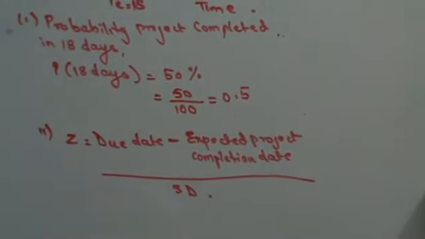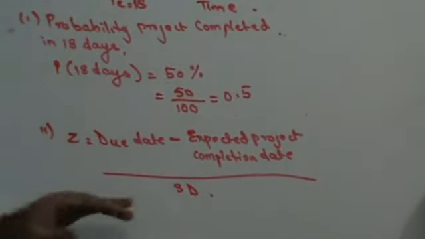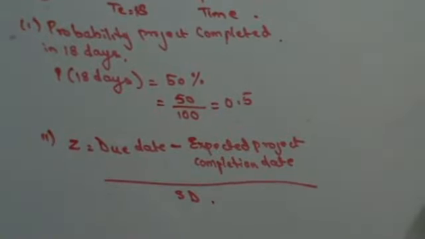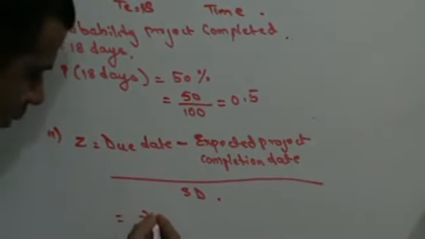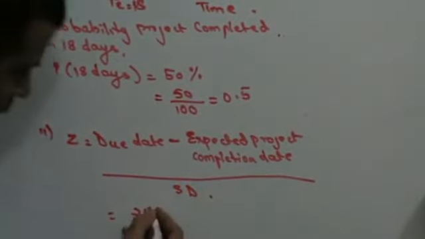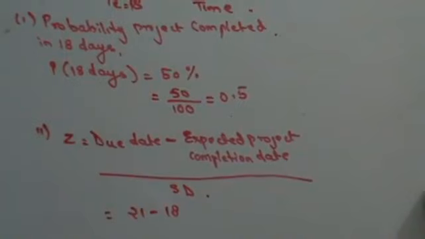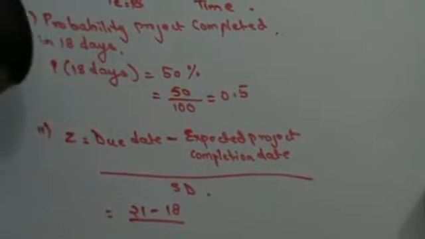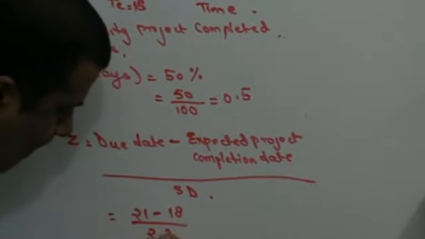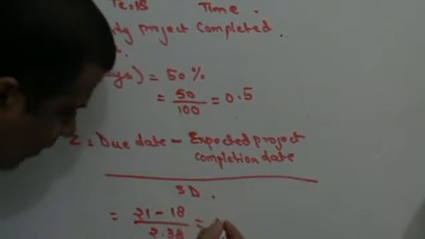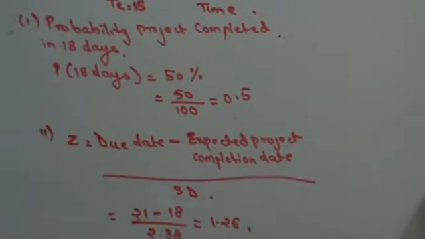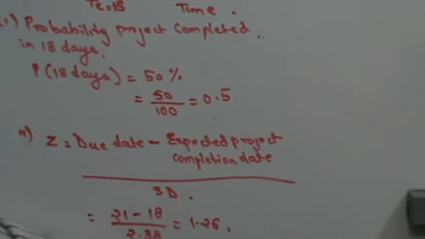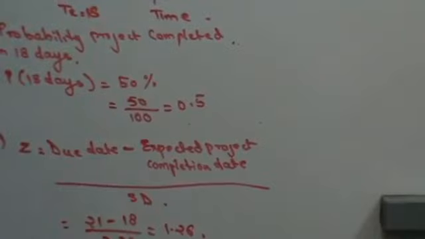Right? So someone wanted to know, sir, why did you find out the variance and standard deviation? Because I need the standard deviation here. Due date: in how many days do I want the project to be completed? In 21 days. What is my expected project completion time? 18 days. What is the standard deviation of the project? The standard deviation you found out is 2.38. When you subtract and divide, 21 minus 18 divided by 2.38 will give you 1.26. So I know my value of Z.